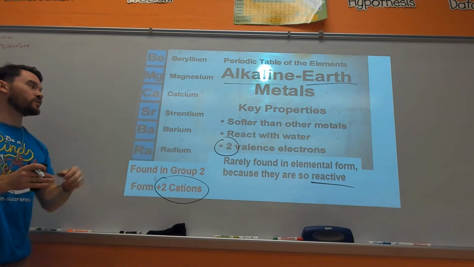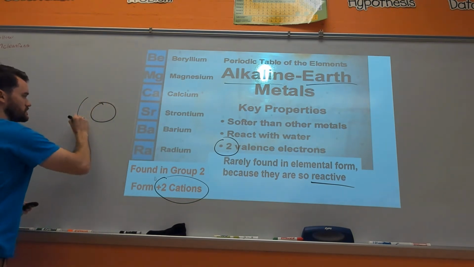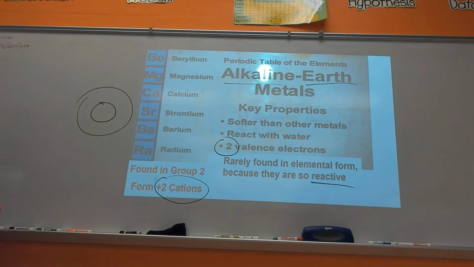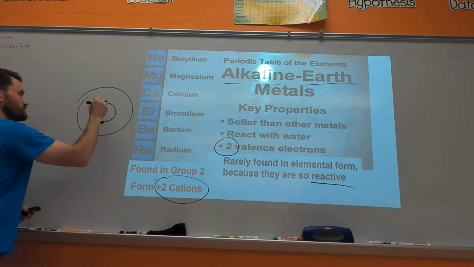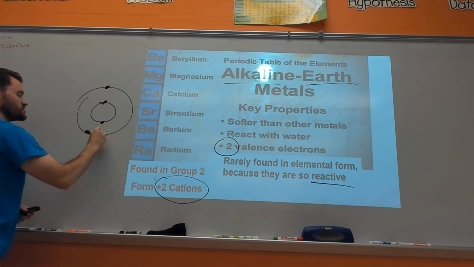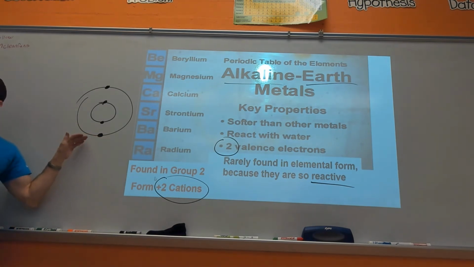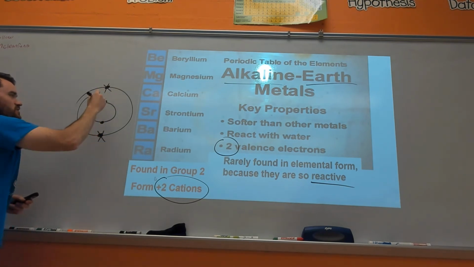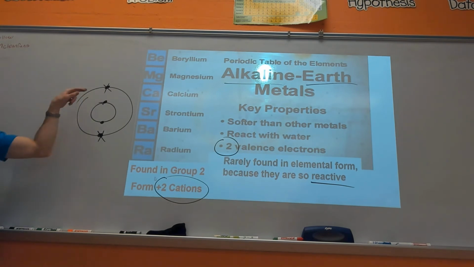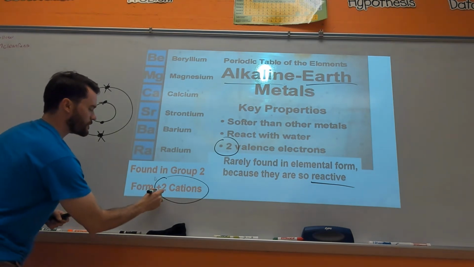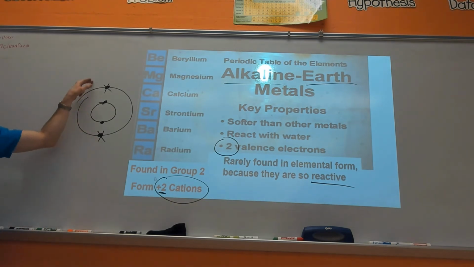If I draw the Bohr model of beryllium, so beryllium has 4 electrons. 2 can go in that first energy level, and then 2 can go in that second energy level. So it's the same story as what you saw with the alkali metals, group 1. If we lose these outer 2 electrons, it wants to do that. It wants to get rid of those 2 electrons so it could then have a full first energy level. If I lose 2 electrons, that makes you a +2 cation, because each electron is -1. Okay? That's why they're reactive. They're really motivated to lose those 2 electrons.